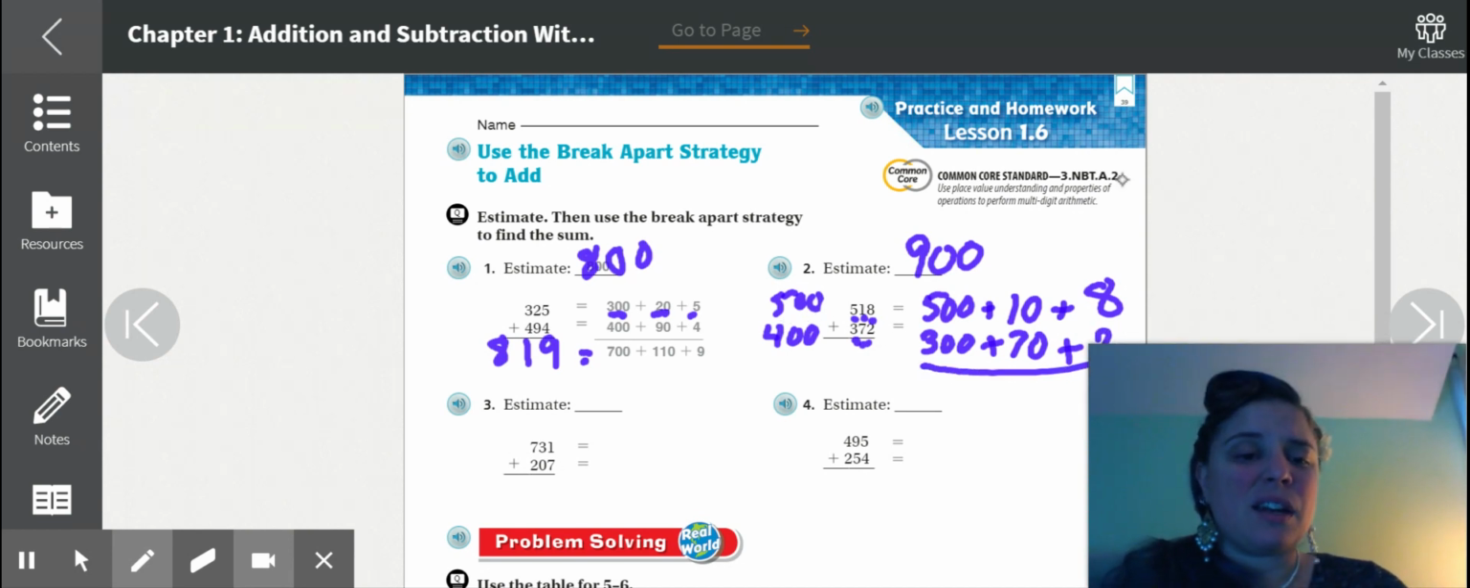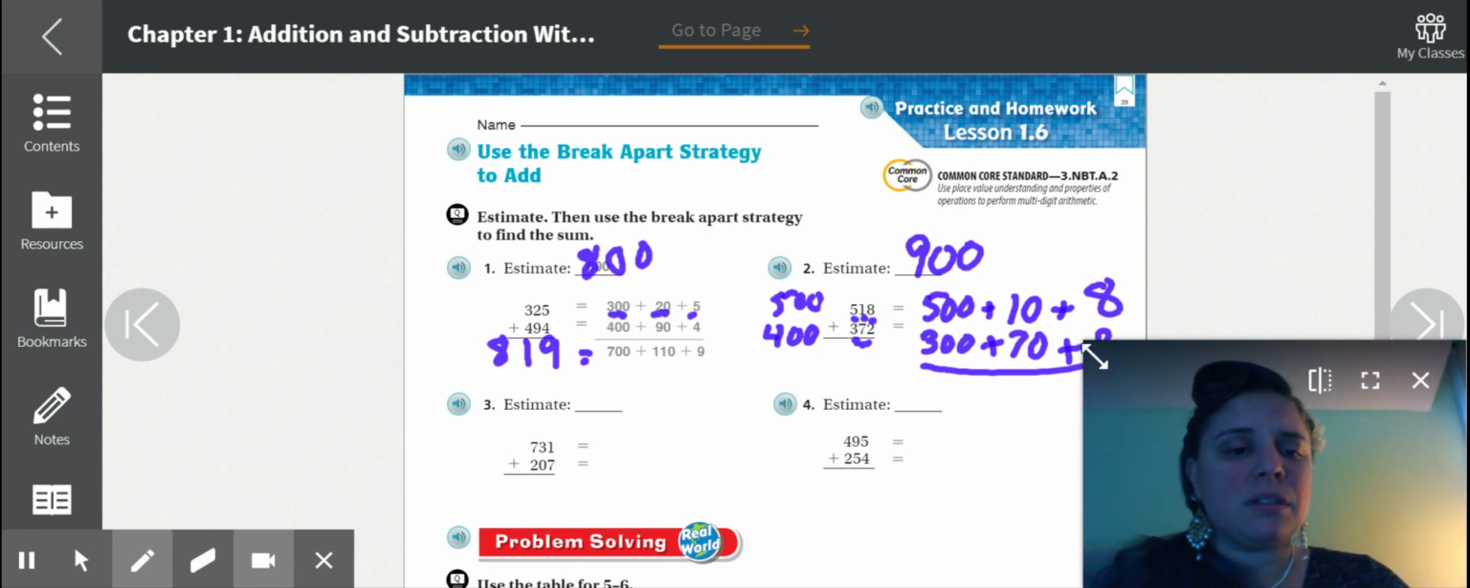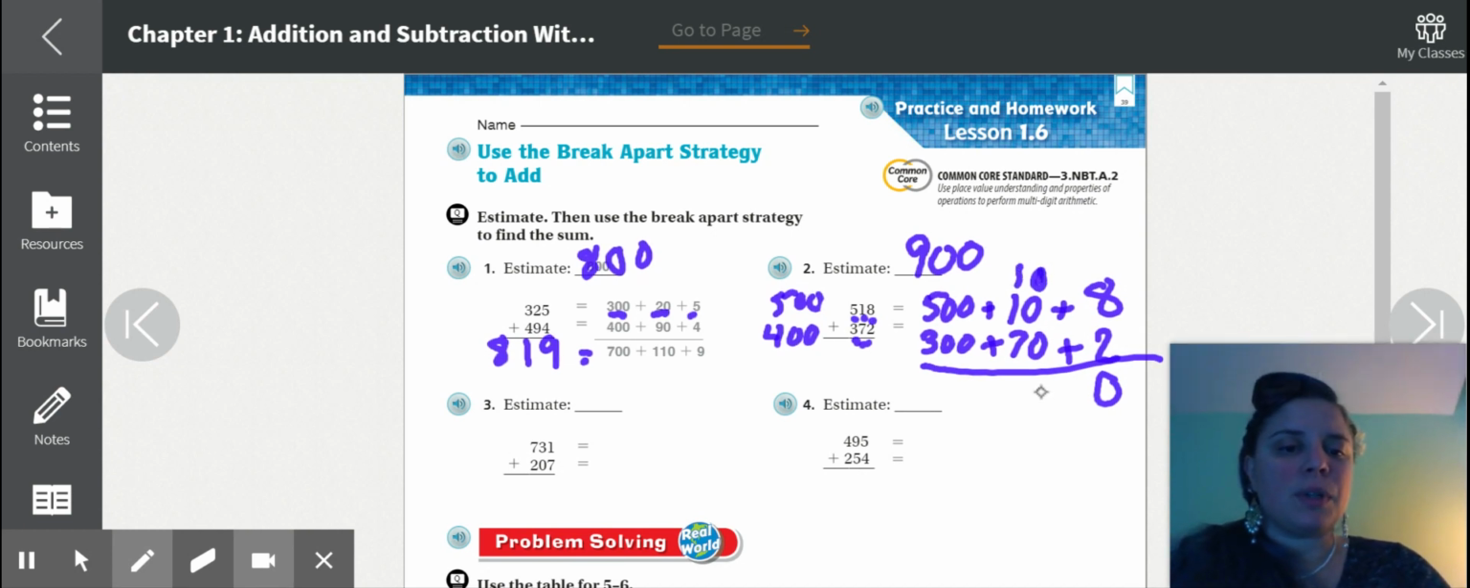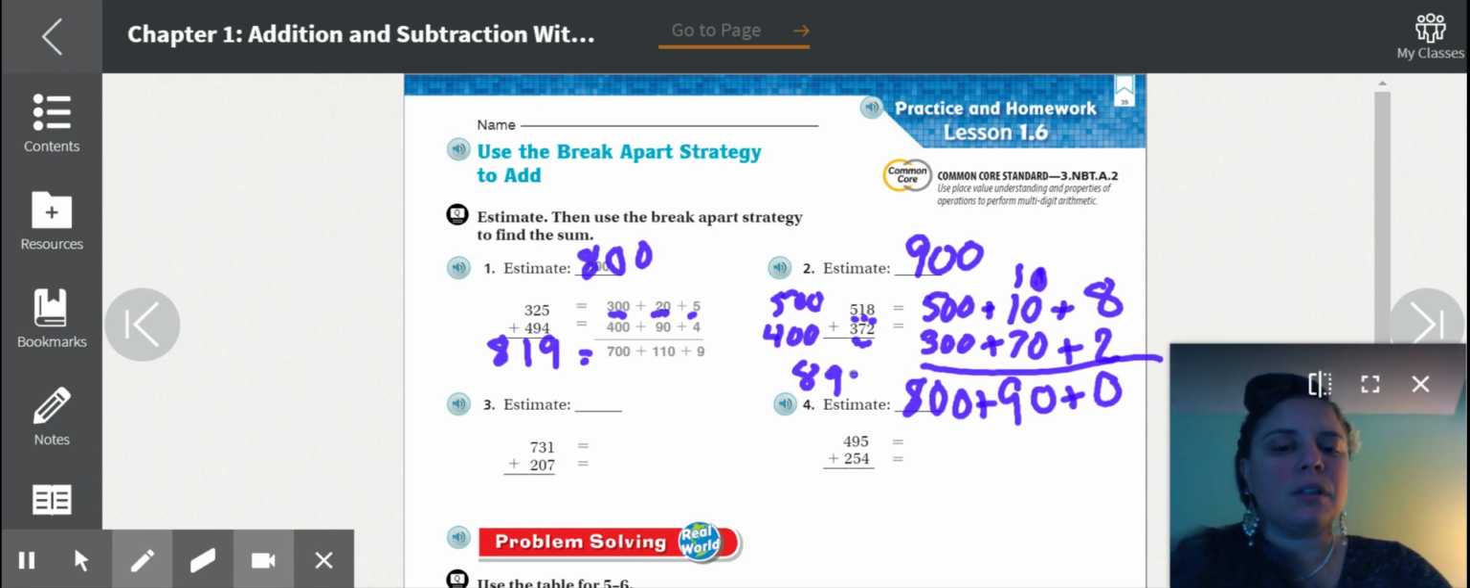And then you're going to go ahead and add them up. 8 plus 2 is, let's make this smaller, 8 plus 2 is 10. So we have to add another 10 over there. We're going to add up all our zeros. 0, 0, 0. 1 plus 1 plus 7 is 9. All right, so 0, 0, 0, 0. 5 plus 3 is 8. 800 plus 90 is 890.